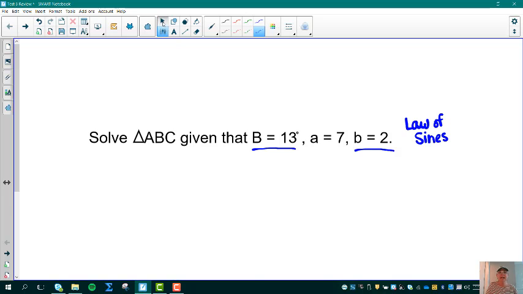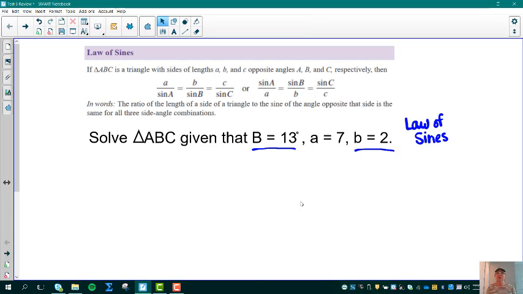So the law of sines says that when you take the ratio of a side with the sine of the angle across from that side, that ratio is consistent throughout the triangle. We can put the side divided by the sine of the angle, or we can put the sine of the angle on the top and the side on the bottom. It doesn't matter as long as we're consistent when we set this up.